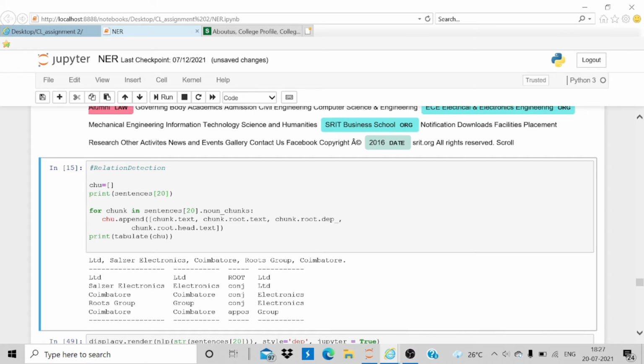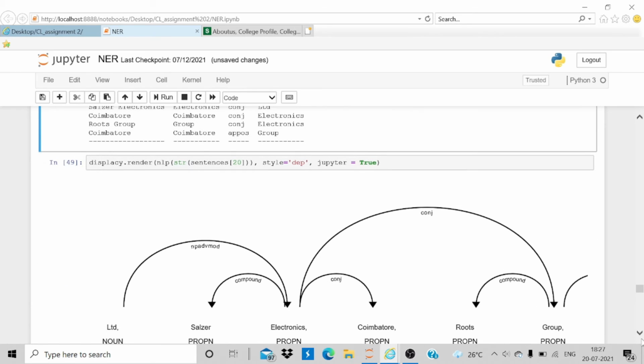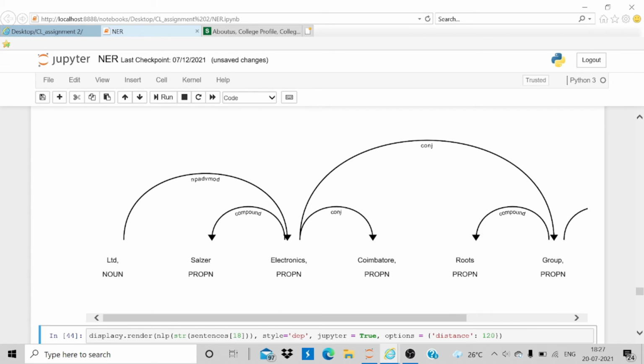Okay. The first one is the chunk text, and then the root of this LTD, the root text, identifying the root text, and then the dependent text and the head of the text. Okay. Finally, the trees look like this. This is the dependency tree here.